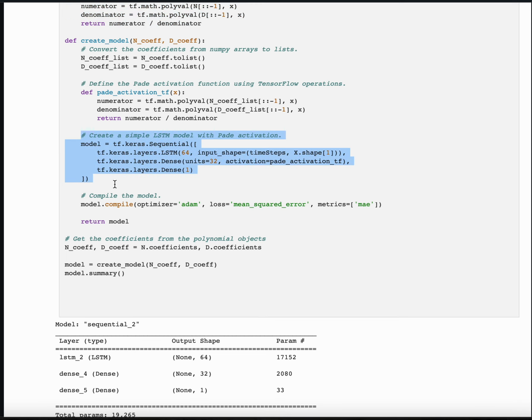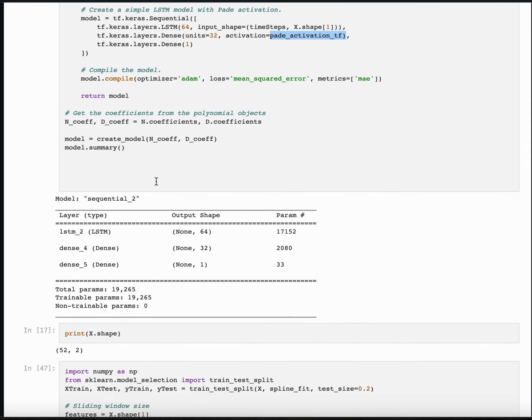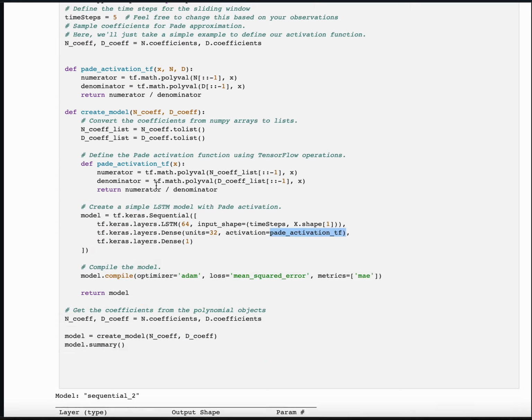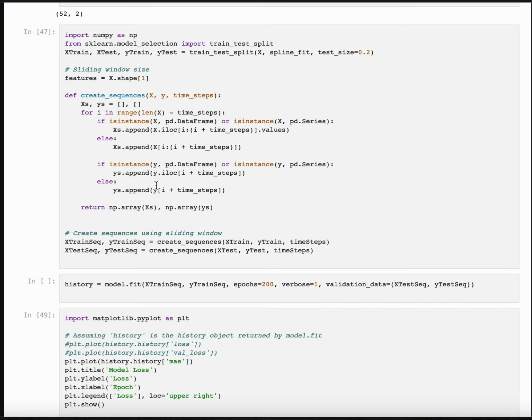I was able to create a model that uses it as an activation function. It's just a super simple LSTM model where I have the activation as the Pade and just a few layers. So from there, I compiled the model and then split up my data and created sequences. I used the sliding window technique, where I used 5 time steps. So it would look at the 5 previous years to make the 6th year's prediction. It would take the first 5 to make the 6th, and then 2 through 6 to make the 7th, and then 3 through 7 to make the 8th. So it's just sliding through the data.